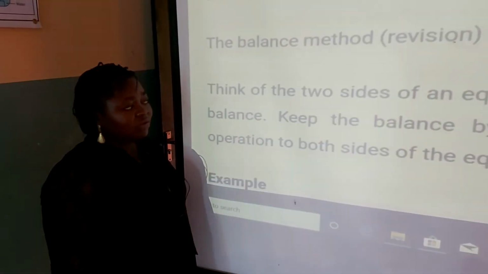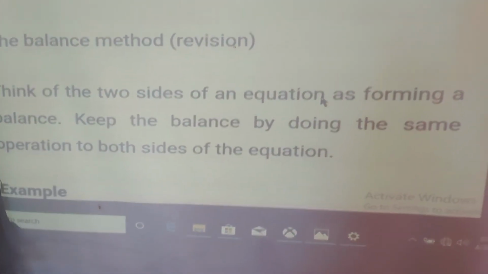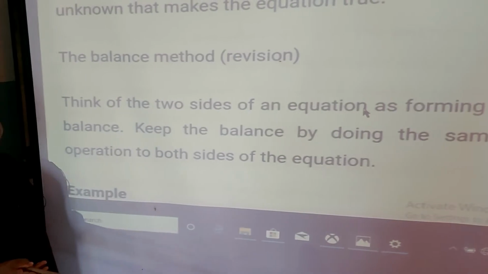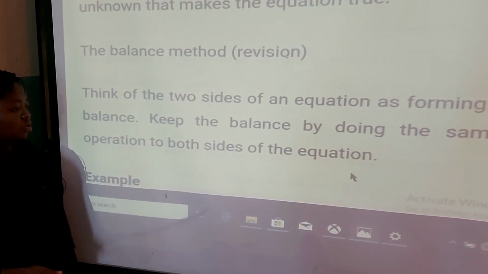We'll be using the balance method to solve this equation. See the two sides of the equation as a balance, and in order to keep it balanced, we'll have to make both sides of the equation equal. In doing that, we'll be able to solve the equation.